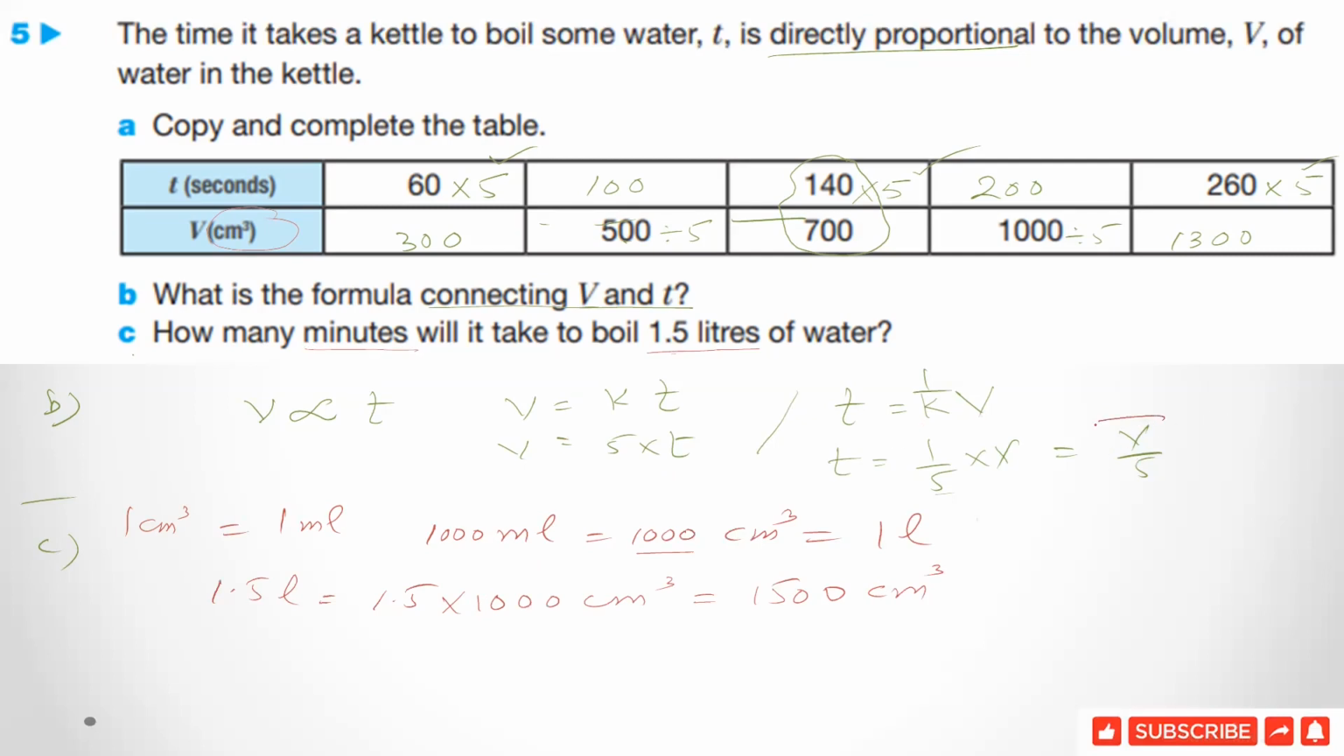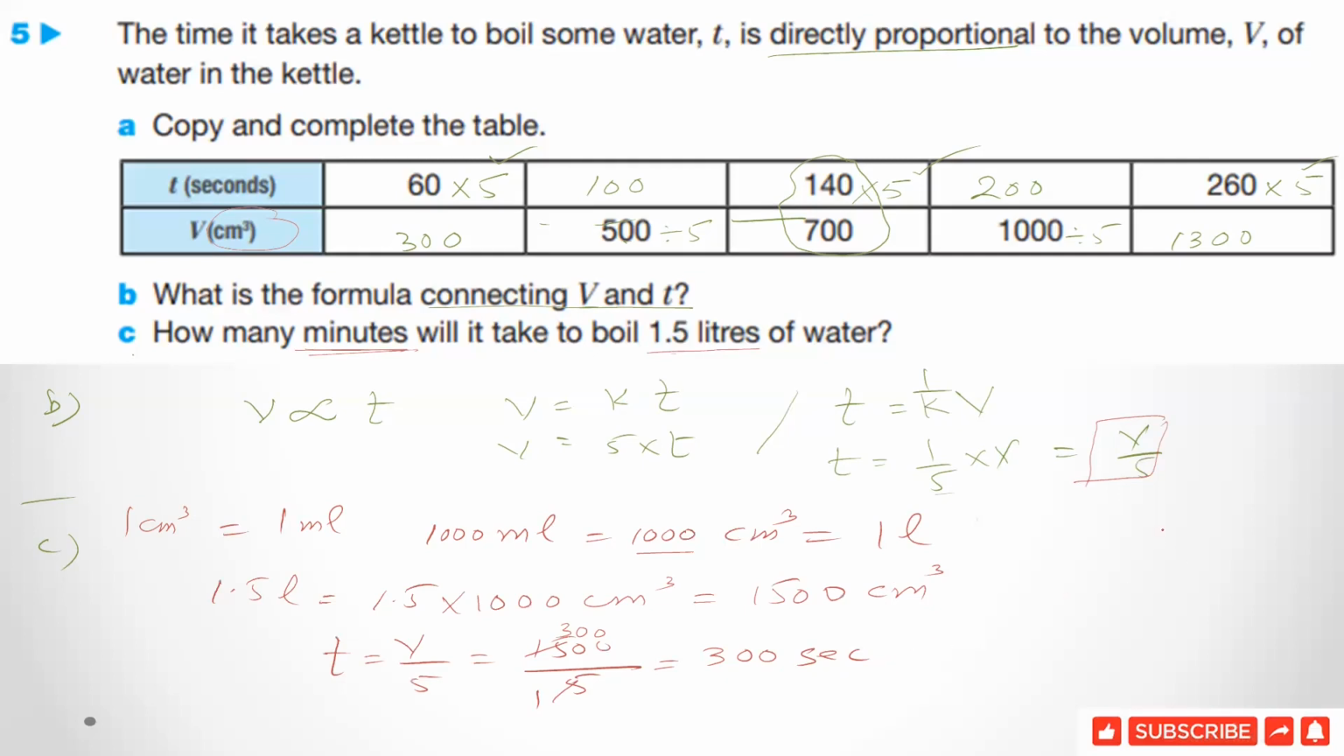So I will use this formula for finding time. T is equal to V divided by 5, which is 1500 divided by 5. I got 5 times 3 is 15, so 300 seconds. Am I asked how many seconds? No, I'm asked in minutes. So I have to convert this into minutes.